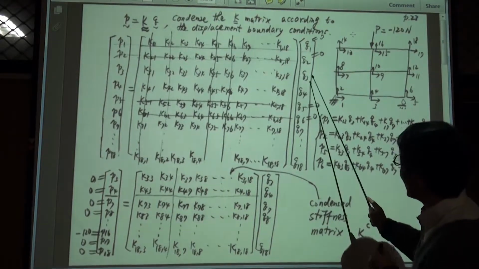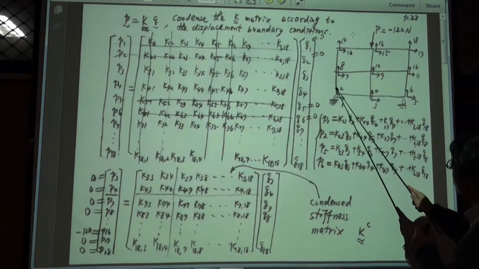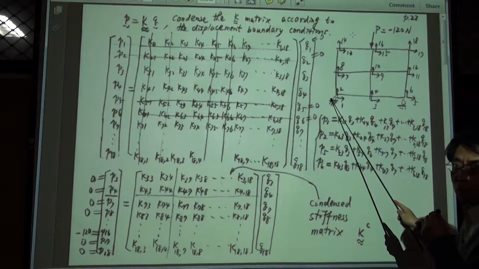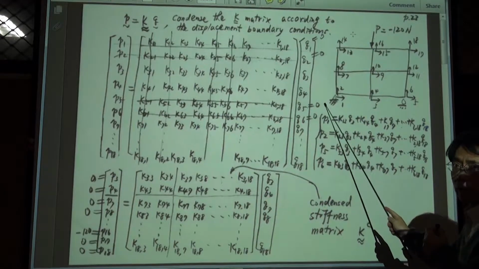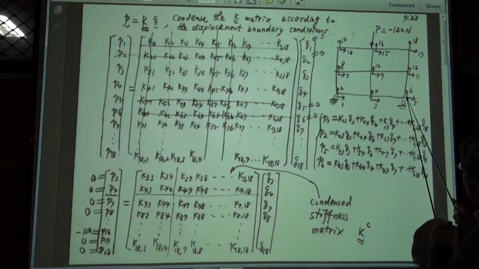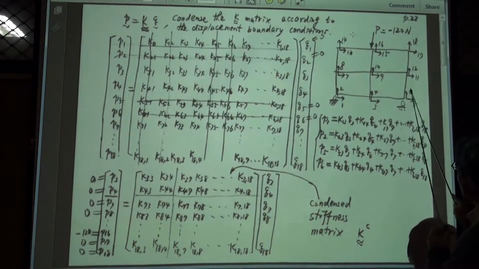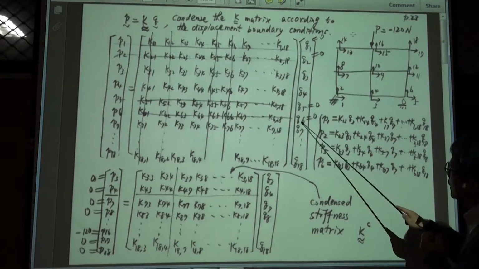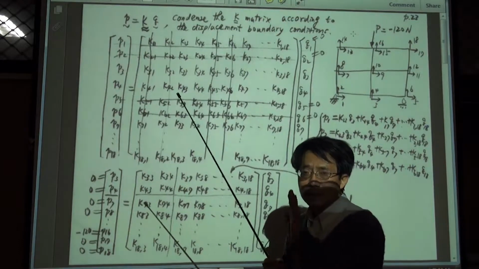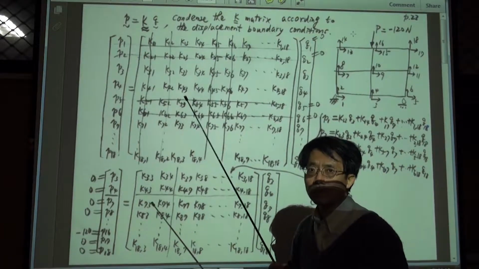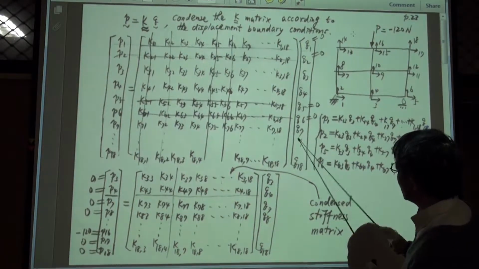But Q1 and Q2 are not unknowns, because they are equal to 0 due to the boundary condition, the fixed support here. We also consider the support here as fixed, changing it from roller to fixed, so the displacements here are also 0. So Q1, Q2, Q3, Q4, Q5, Q6 are equal to 0. These four nodal displacements are not unknown. The rest of the displacements are unknown.